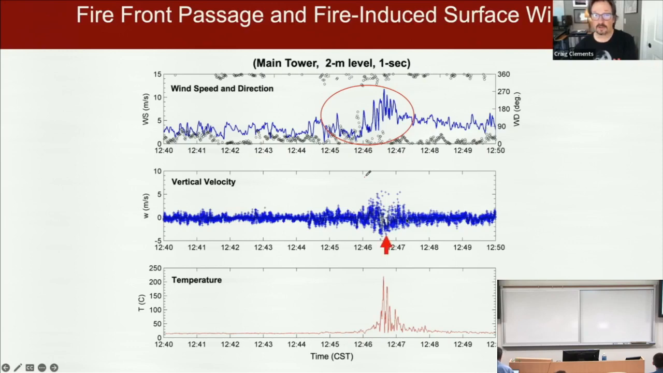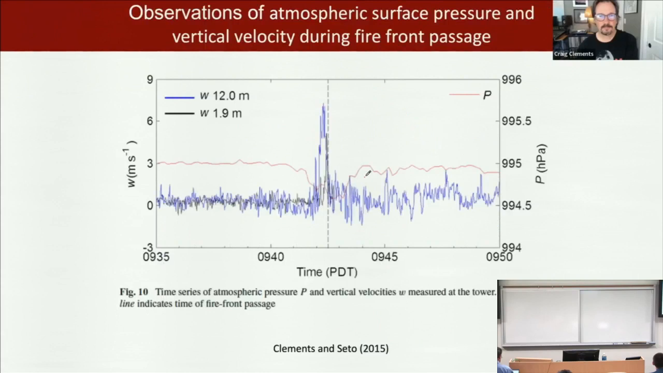The vertical velocity also shows an interesting feature. We have strong updrafts, but we have downdrafts behind the fire front. So I include this because it indicates that we have air moving downward behind the fire front that helps maybe bring higher momentum to the surface, which can also increase the surface winds at the fire front.